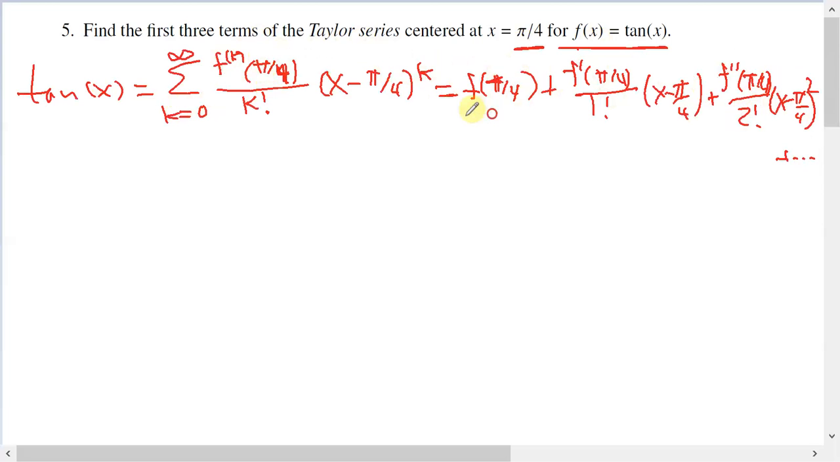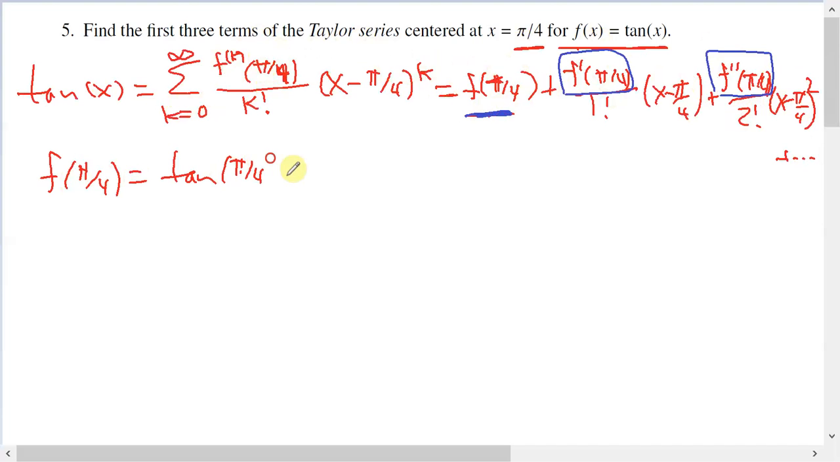And you can see the only thing missing is I've got to figure out that, and that, and that. So I just need my function, derivative and second derivative evaluated at pi over 4. So f of pi over 4, that's just tangent of pi over 4. And if you don't remember it, you can draw a triangle with an angle of pi over 4, which is 45 degrees, right triangle. So that one's also 45 degrees. And that gives you 1. So that's what's going to go there.